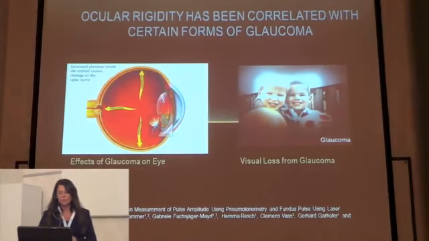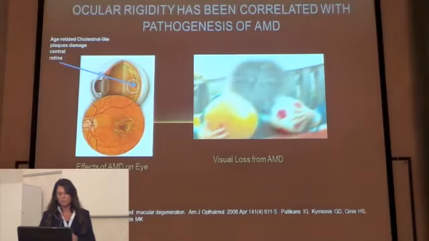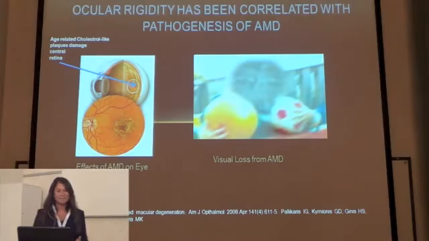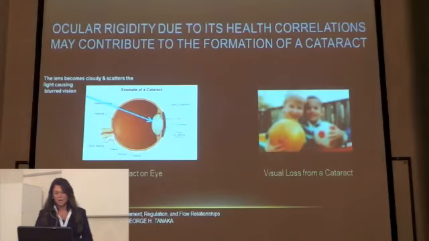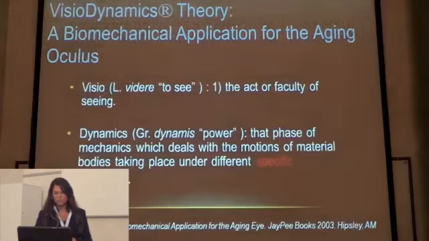Ocular rigidity has also been correlated with certain forms of glaucoma, and these are new studies being done more and more. Ocular rigidity also has been recently correlated with the pathogenesis of AMD. Now, ocular rigidity, due to its health correlations, may contribute to the formation of a cataract. It's been sort of speculated upon. It hasn't been specifically proven, but isn't that interesting? And it should become a further interesting topic that we should be looking at in the future.